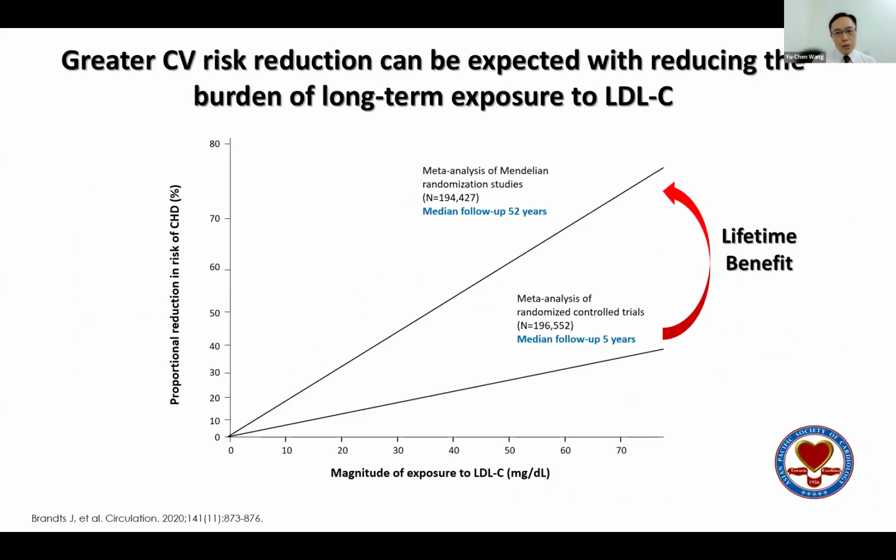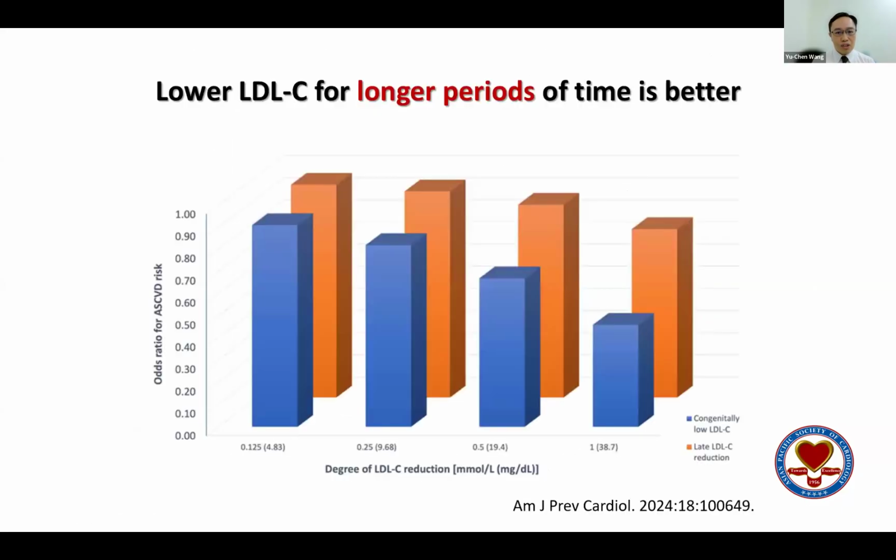However, comparing to the results of statin randomized controlled trials, in the Mendelian randomization studies, even with similar LDL cholesterol reduction levels, we get greater CV risk reductions. I think the most important difference between the Mendelian randomization studies and the statin RCTs is the lifetime benefit.